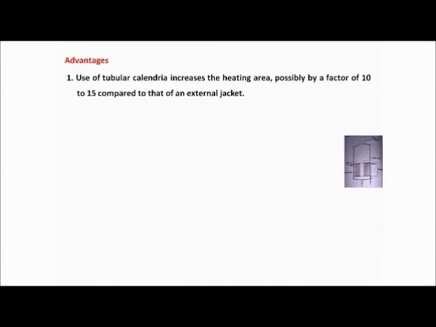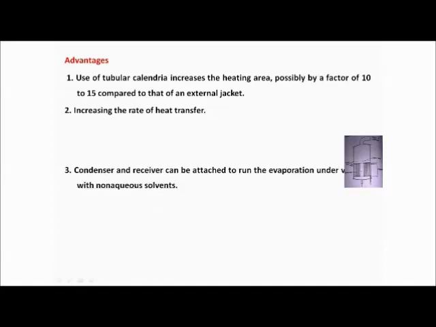Now you see the advantages. The use of a tubular calandria increases the heating area. Why? You are getting a bigger area, right? The liquid is traversing a huge area, possibly by a factor of 10 to 15 as compared to other external jacketed equipment. Thus the efficiency of heating is more. Moreover, as the area is more, it has an increased rate of heat transfer. Means you can easily concentrate a product using this type of short tube evaporator.